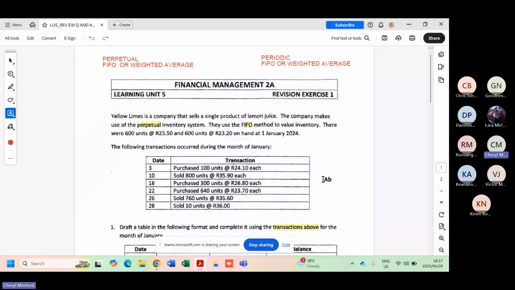So our very first entry that we need takes into account the opening inventory. So we have 600 units.